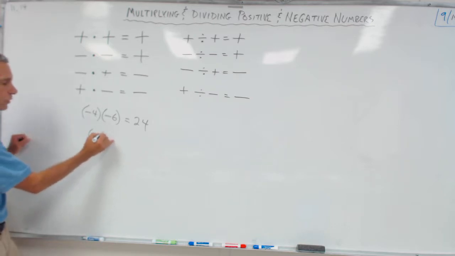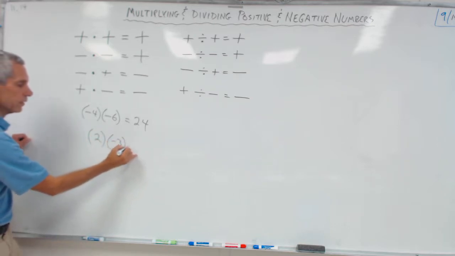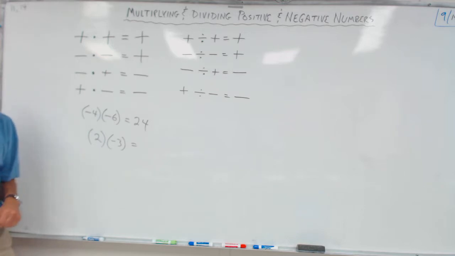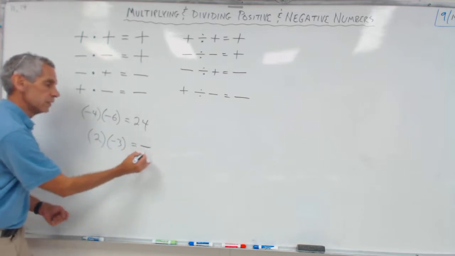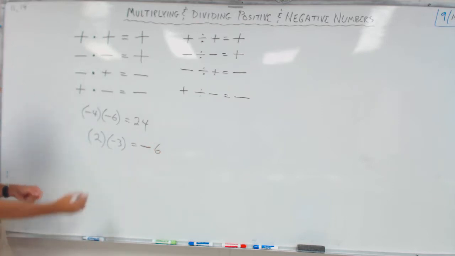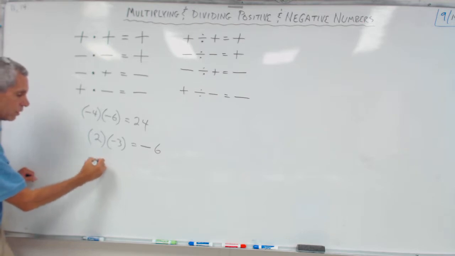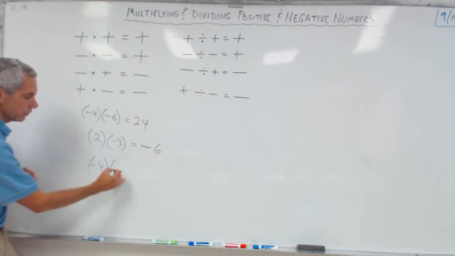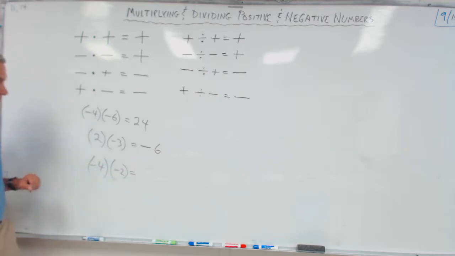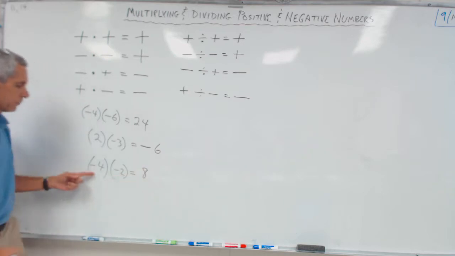How about 2 times -3? -6. A positive times a negative is a negative, and then 2 times 3 is 6. How about -4 times -2? Positive 8, right? Negative times negative is positive.